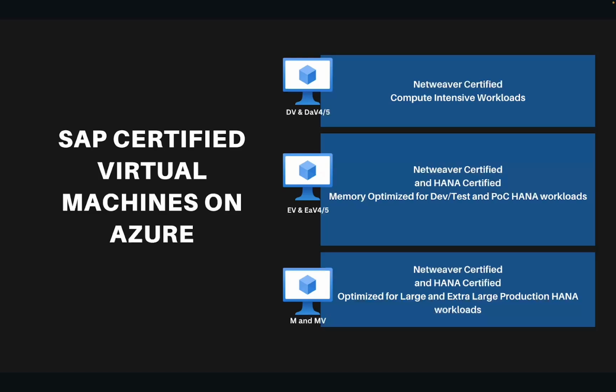In a gist, if you are trying to run something like a development or a quality environment, which is less memory intensive, where your database workloads will not have much load, then you can use compute intensive DV and DAV4 VMs. Memory optimized VMs like EV and EAV4 you can still use for dev test and POC purposes, and some light production workloads as well. These are more suited for database kinds of VMs and applications. And if you want to run heavy or extra large production workloads, then you should be using the M and MV4 series.